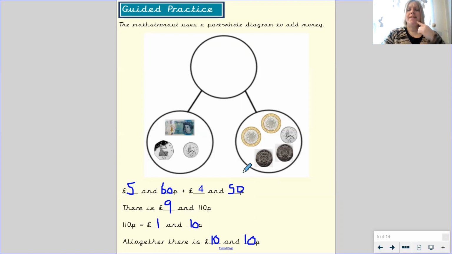Where would I write this now? I would write it in the top of my part-whole diagram to show the total amount of money. So I would write £10 and 10p.